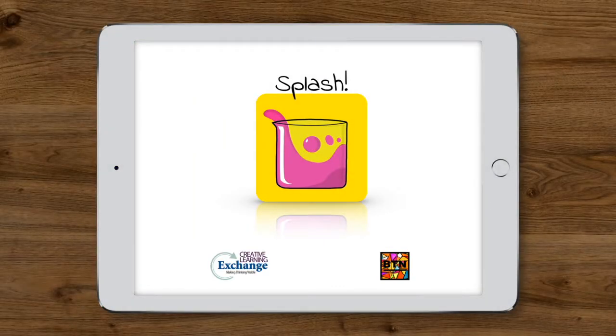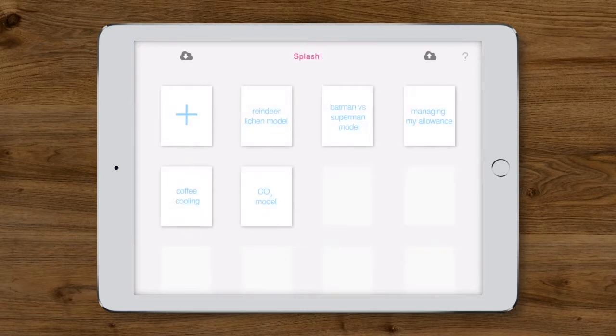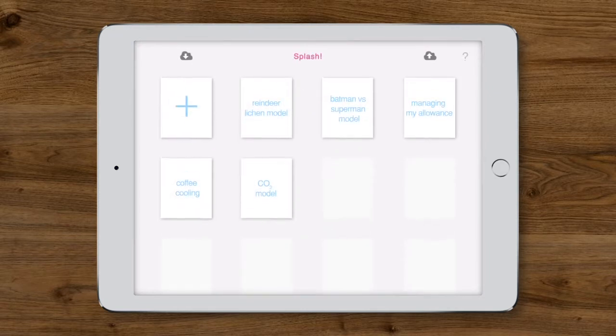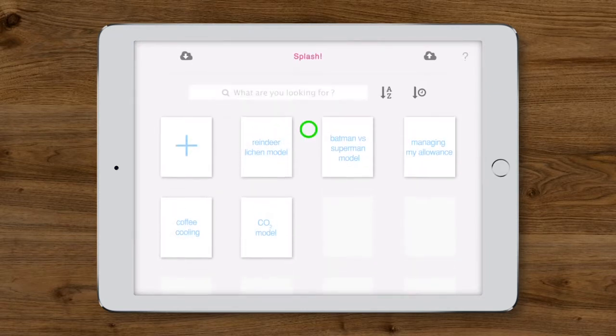This is Splash, a new kind of system dynamics software for students, teachers, or anyone interested in systems. Splash combines liquid physics with system dynamics to create an intuitive, fun modeling tool for exploring how systems work.